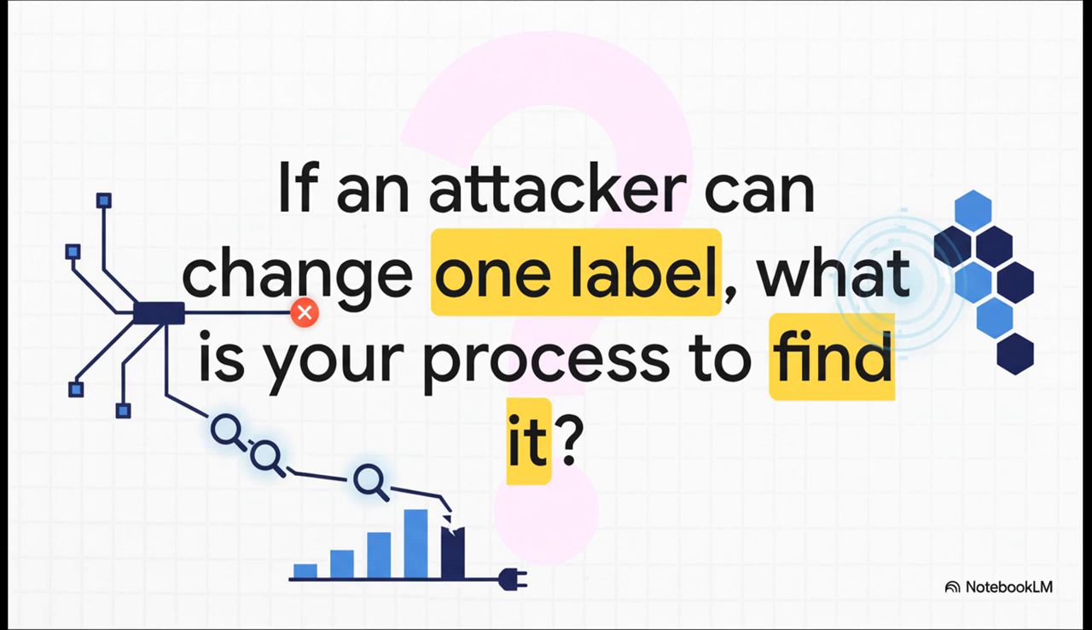So I'll leave you with this question to take back to your team. If one determined attacker manages to change just one single label in your pipeline, what's your process to find it? How can you be sure that one tiny change won't spiral into a corrupted model and a critical business failure?